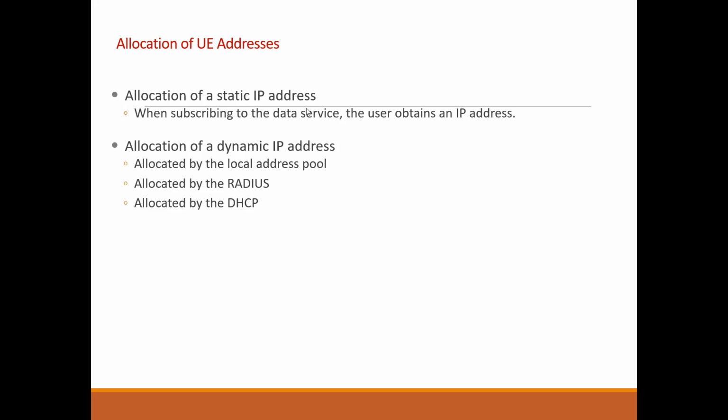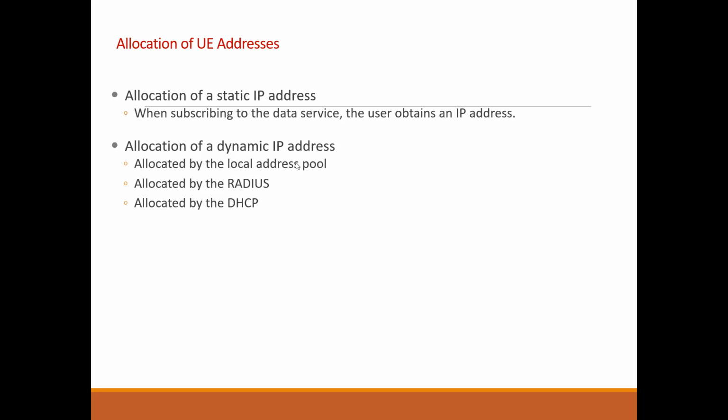So if you have a service whereby you need a static IP address, you need to provision the static IP address in the HSS or HLR. Okay. And in that case, when you subscribe to a service, you obtain that IP address from the HSS and HLR when you're getting authenticated. If you don't need a static IP address, you are allocated a dynamic IP address. That is done via three different methodologies.